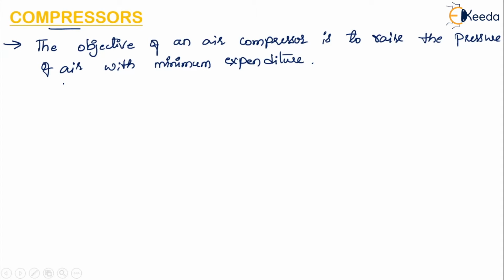Then reciprocating compressors are used in chemical industries, fertilizer plants, refrigeration industries, and metallurgical industries. And they are also used to compress air, gas, or vapor.